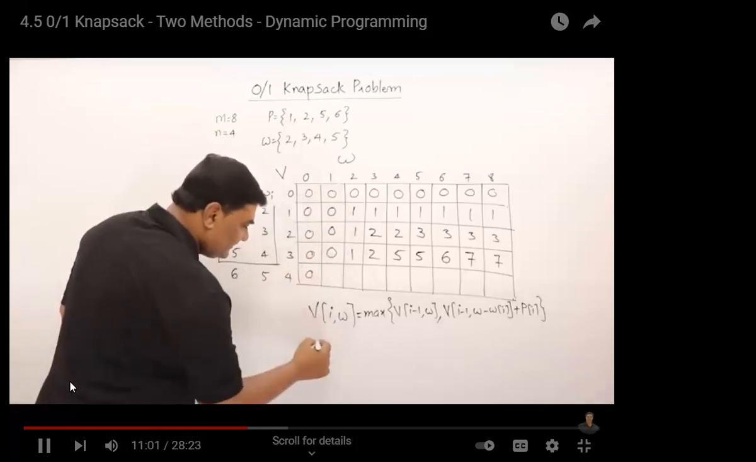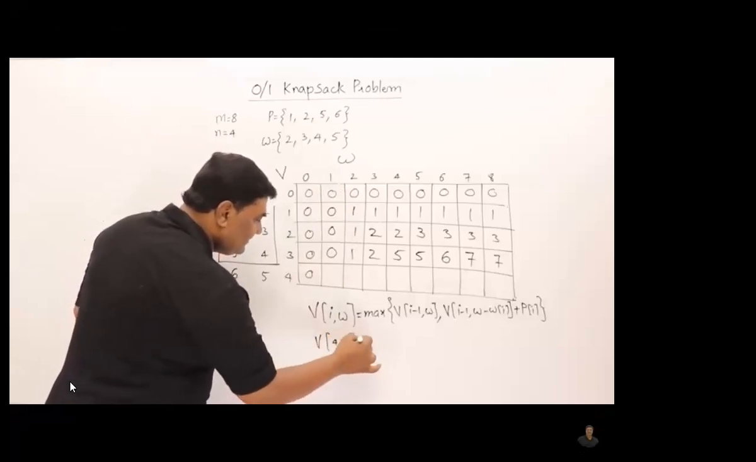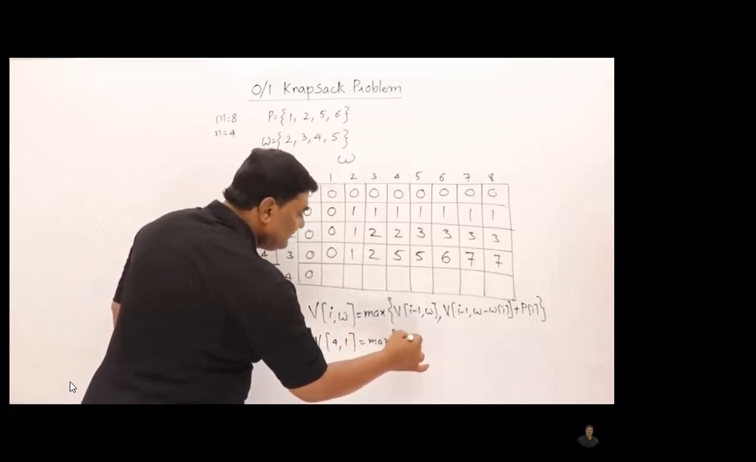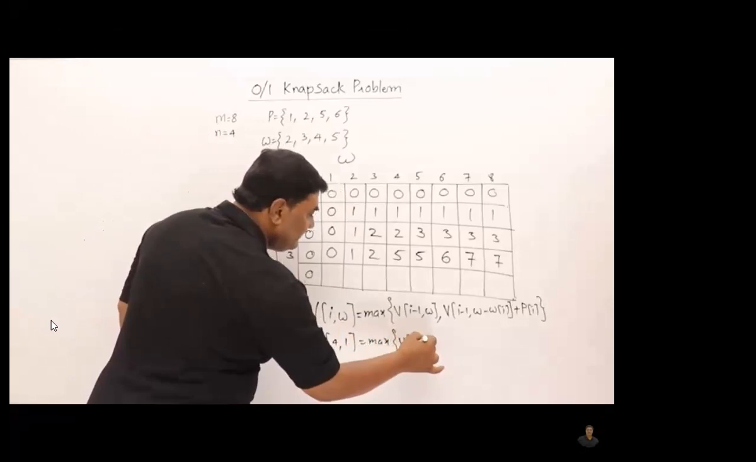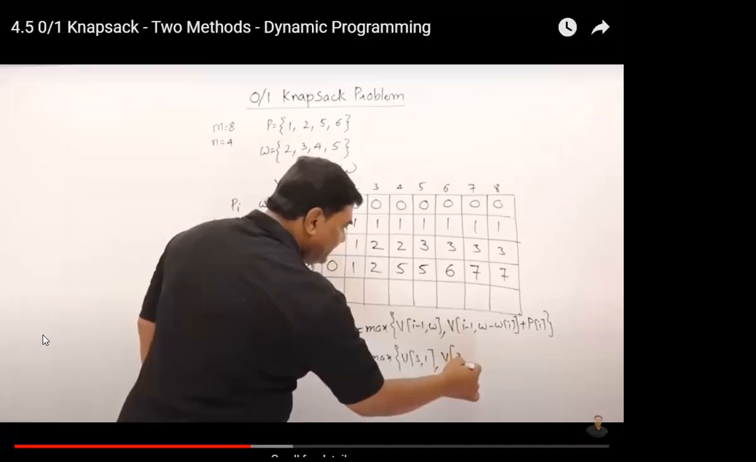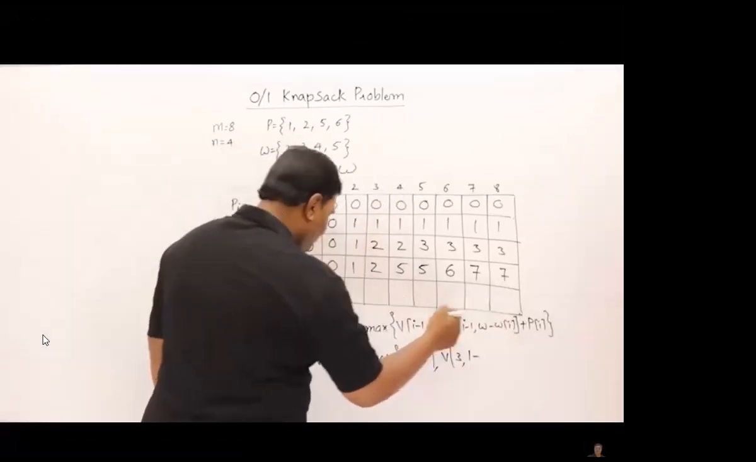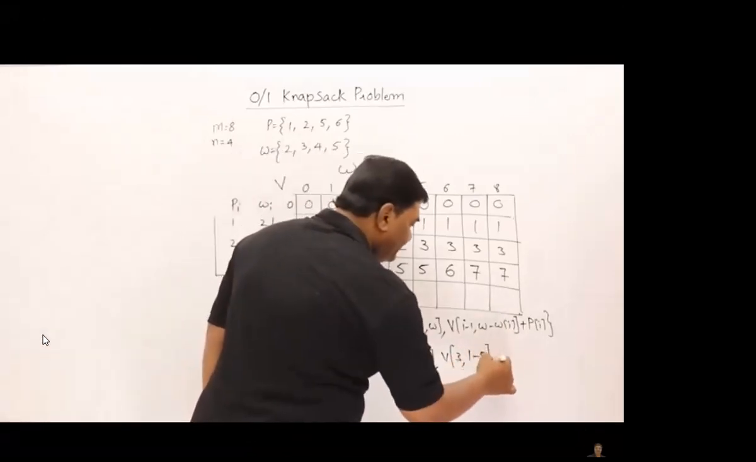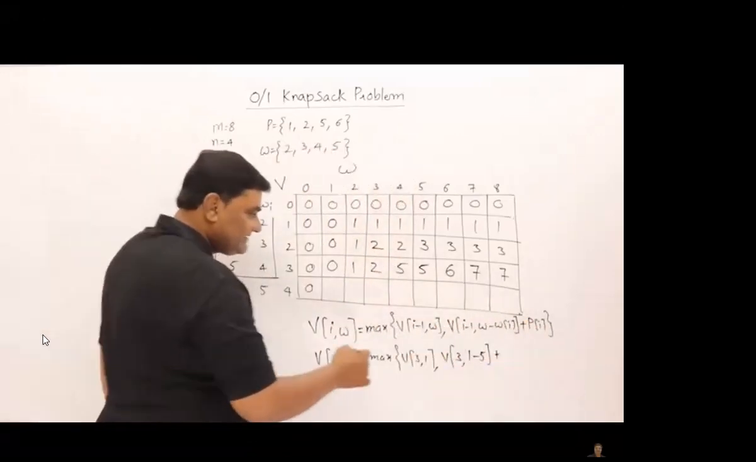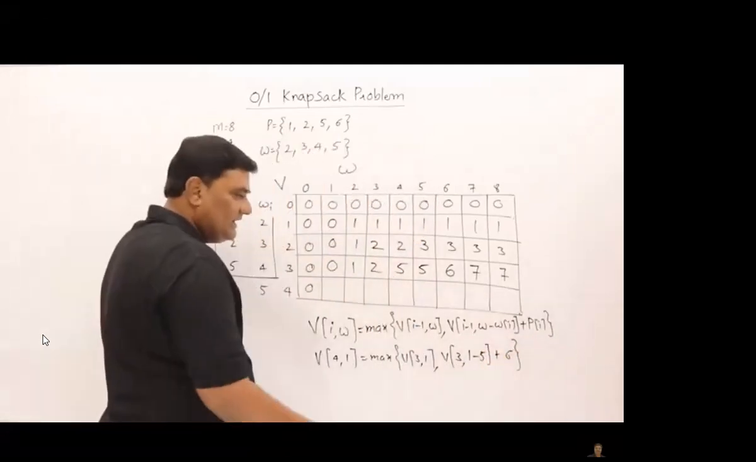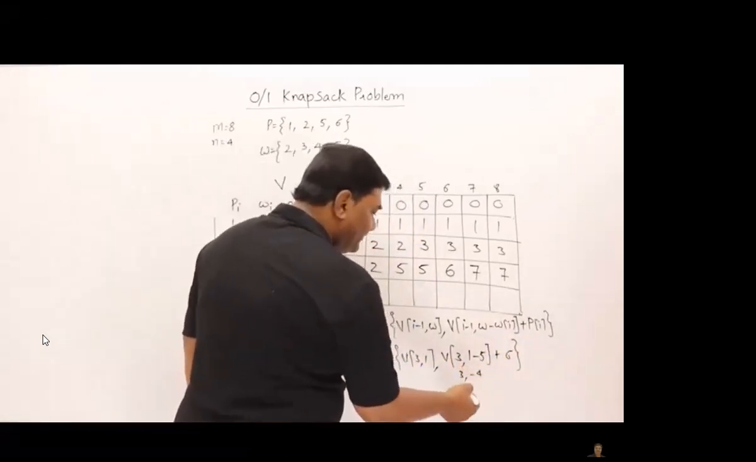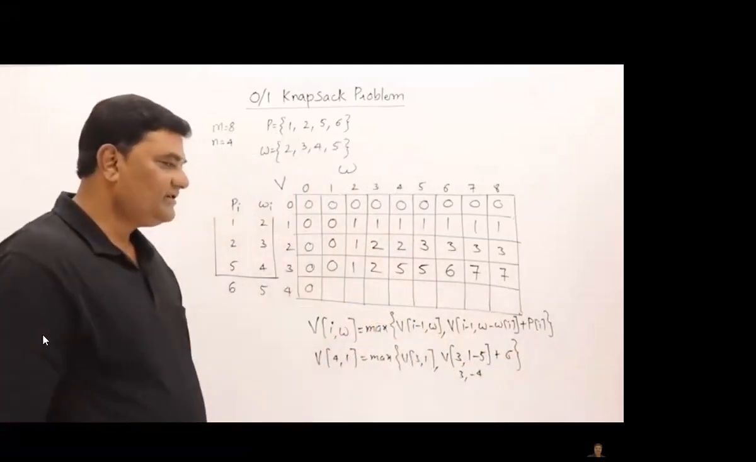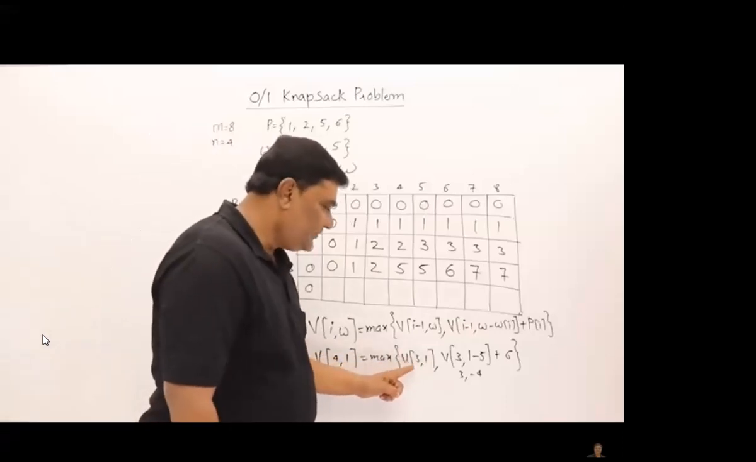I will fill 4, 1. So V of 4, 1 is the maximum of V of 3, 1, like this is 4 so this will be 3, comma V of 3, weight is how much? 1 minus the weight of the object. The weight of the object is 5. 1 minus 5 plus the profit of that object, which is 6. Now this becomes V of 3, minus 4. There is no such location, so that value becomes undefined. So only V of 3, 1 will be defined.